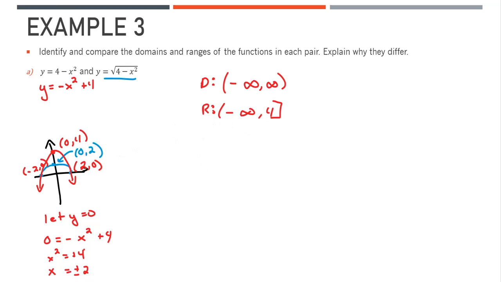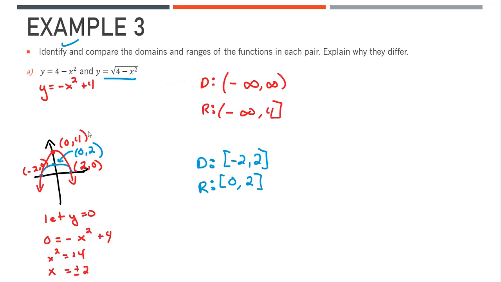Now I should be able to do my domain of my blue graph, or our radical function. So my domain is going to be between the two intercepts, from negative 2 to 2. Again, these are included. That's why they're square brackets. And then my range. So my minimum is 0, and my maximum is 2. Okay, part 1 done. We've identified it.